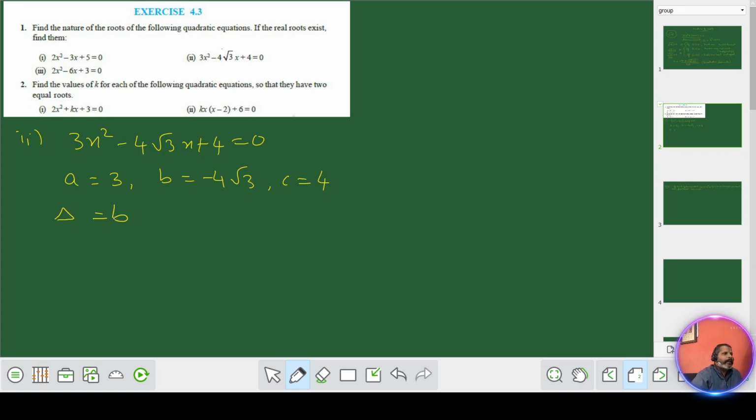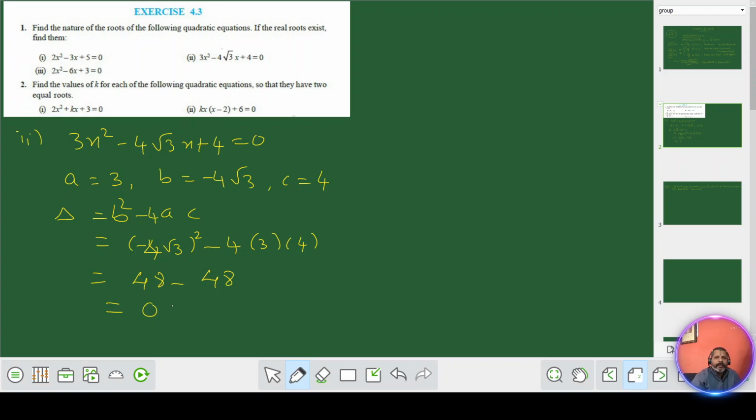Find out the discriminant b square minus 4ac. B square is minus 4 root 3 whole square minus 4 of a of c. When you extract the values of a, b, c, please consider the signs also. Don't ignore the signs. So minus 4 root 3 whole square, minus into minus is plus, 4 square is 16, root 3 whole square is 3. So 16 3s are 48, minus 4 3s are 12, 12 4s are 48. Here it comes to 0.